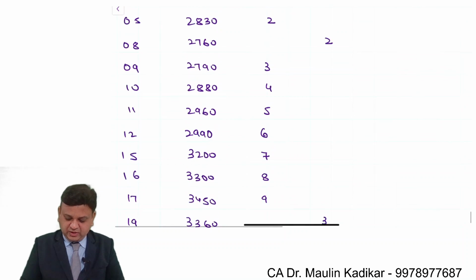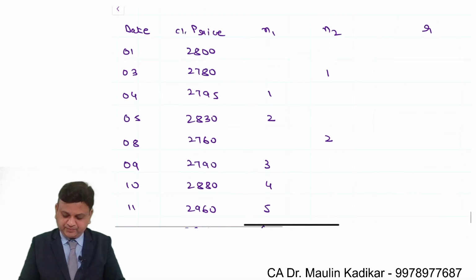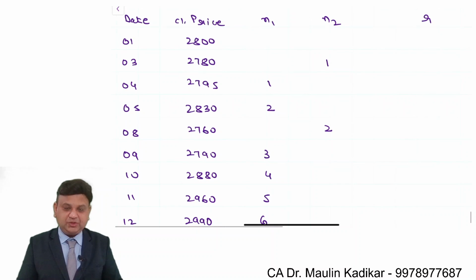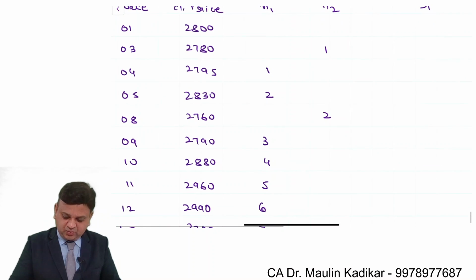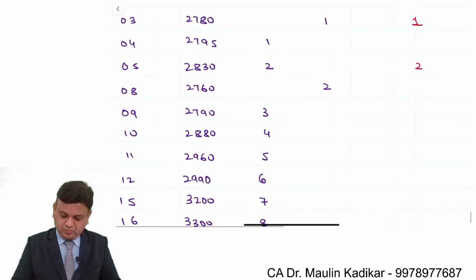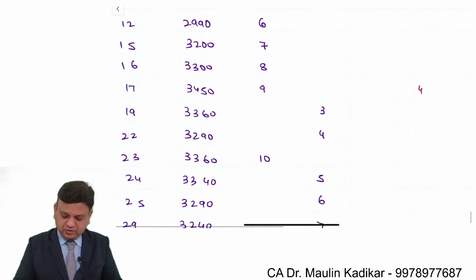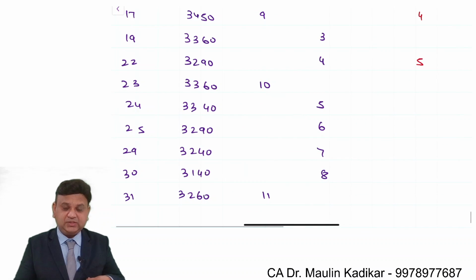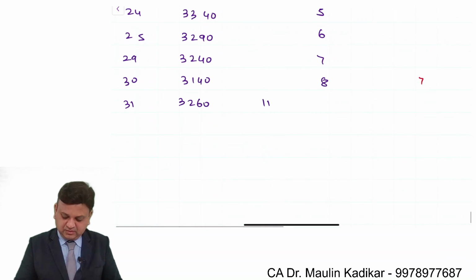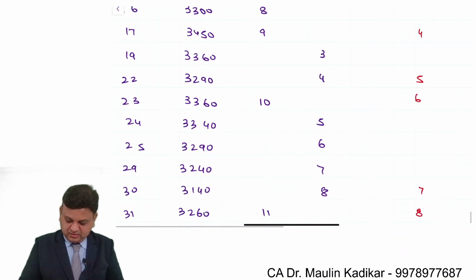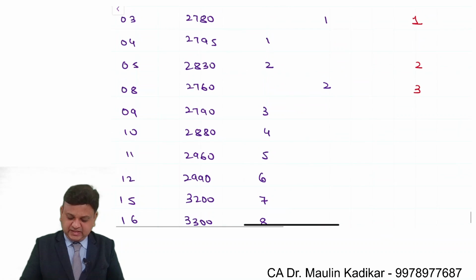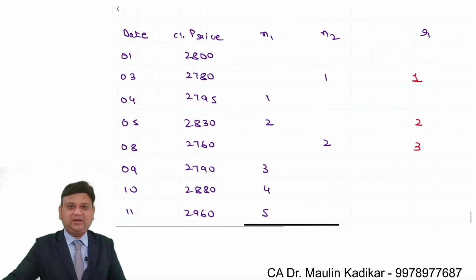So N1 and N2 have been found by us. Now let us see how to make the calculation of the R. So R will be like this: 1. Okay. This is 2. This is 3. This is 4. This is 5, 6, 7 and 8. This is the way we can calculate the N1, N2 and R.